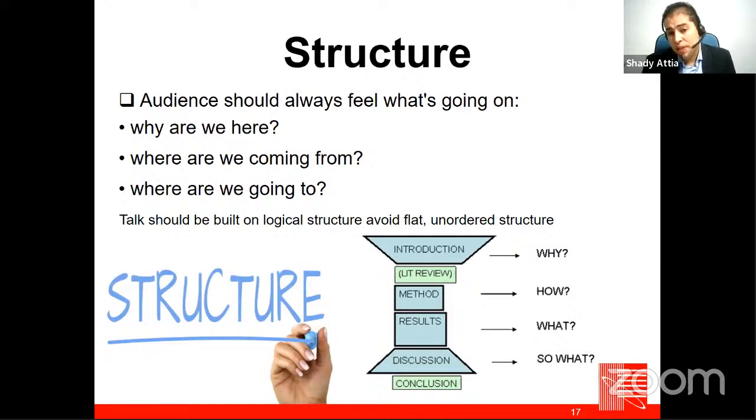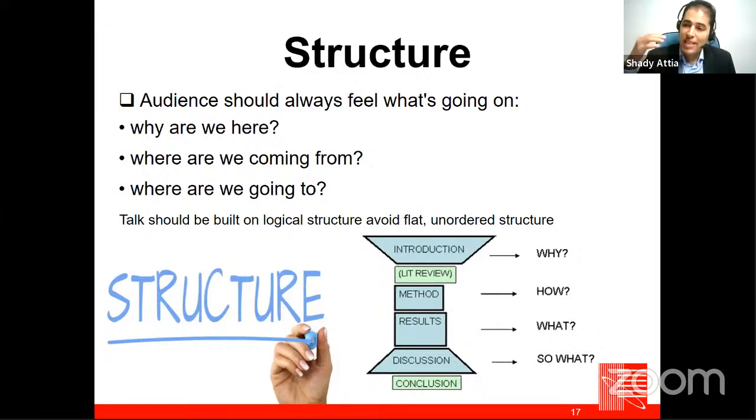Because the audience should feel what is going on. They should know where they are heading while they are reading your paper. If they are on page 4 or 5, they know they are towards the end, so they must be around the results section or the discussion section. And the same if you are in the beginning, then I'm in the introduction or I'm heading to the methodology. So always make the reader feel easily how he or she is located in the text. Why are we here? Where are we coming from? And where are we going to?